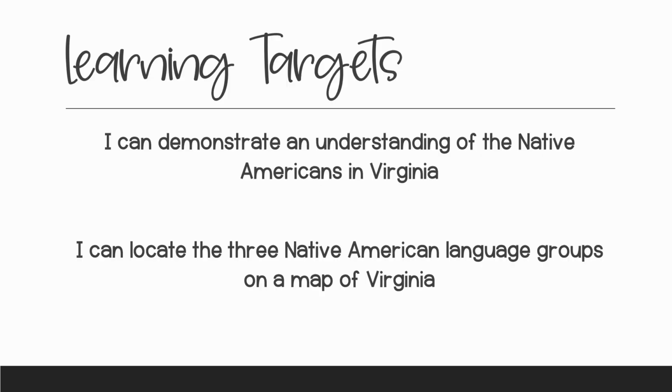Our learning targets for today involve some more map skills. You should be able to show an understanding of the Native Americans in Virginia by locating the 3 major language groups on a map and correctly identify which tribe spoke each language.